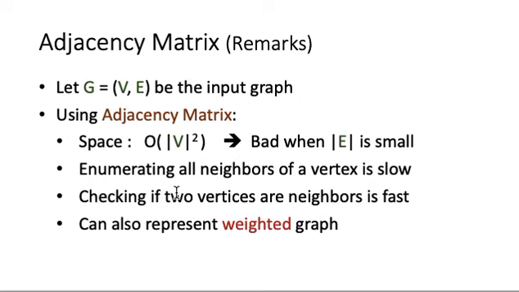But on the other hand, if we just focus on checking whether two particular vertices are neighbors or not, then it is fast because it is a matrix, it gives us the answer immediately. And also, this representation can represent a weighted graph, no matter whether it is edge weighted or vertex weighted.